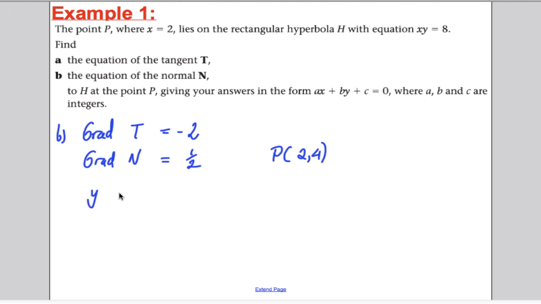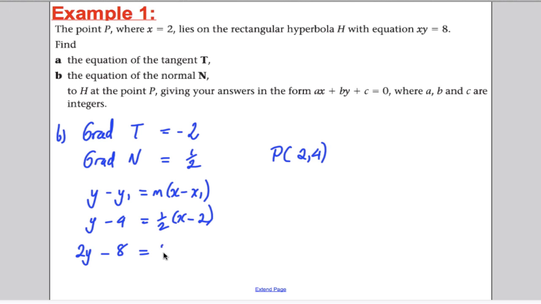So y minus y1 is m(x subtract x1). Y subtract 4 is a half times (x subtract 2). Multiply both sides by 2. I don't want fractions, remember, I want integers. 2y subtract 8 is x subtract 2. And then subtracting 2y from both sides and adding 8, 0 would be equal to x subtract 2y, and then plus 6. And there is your equation of the normal done.